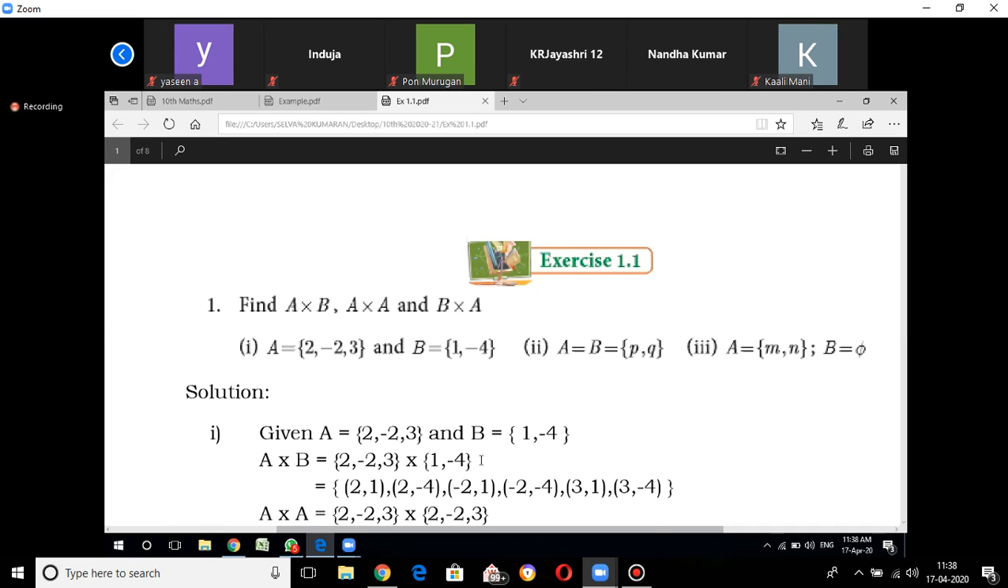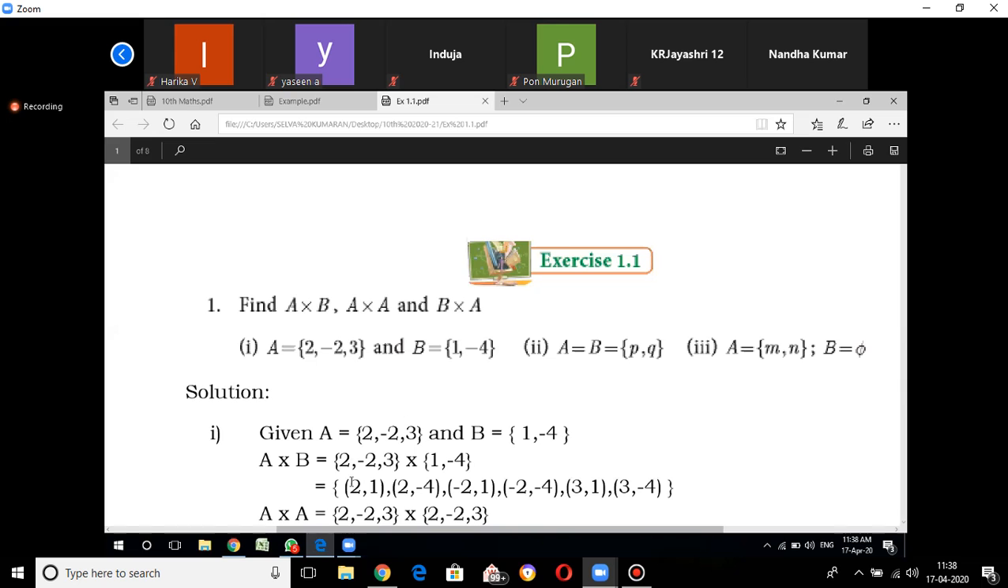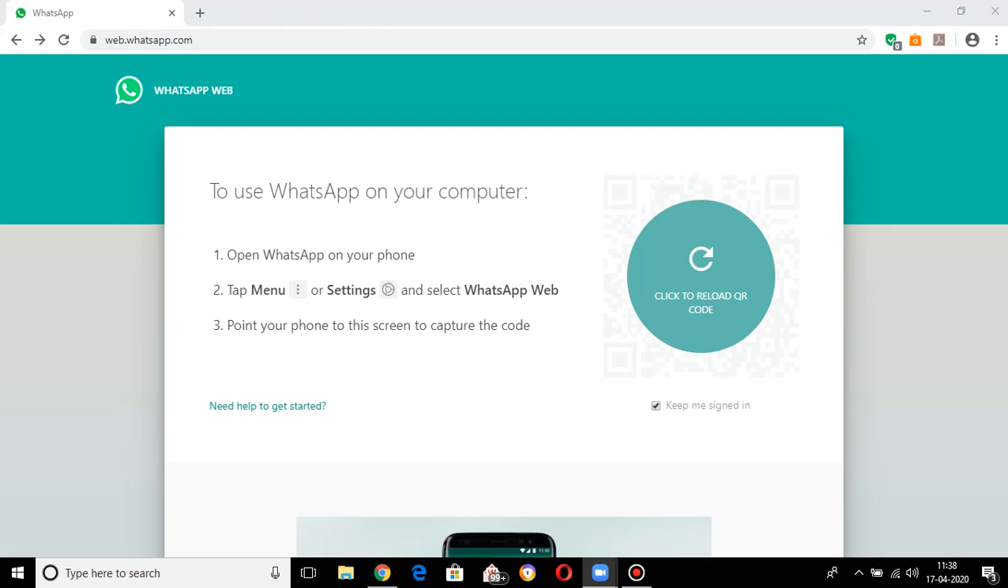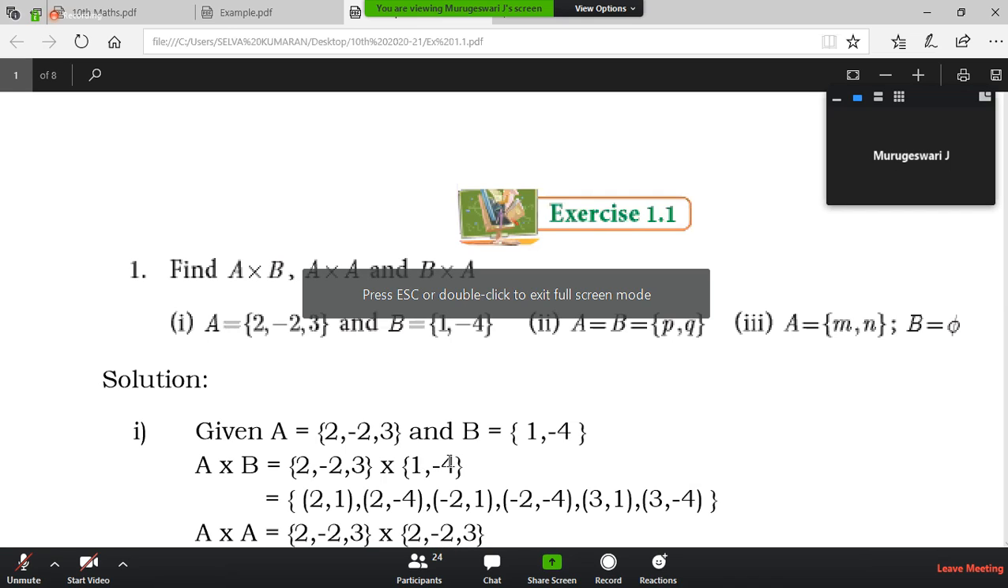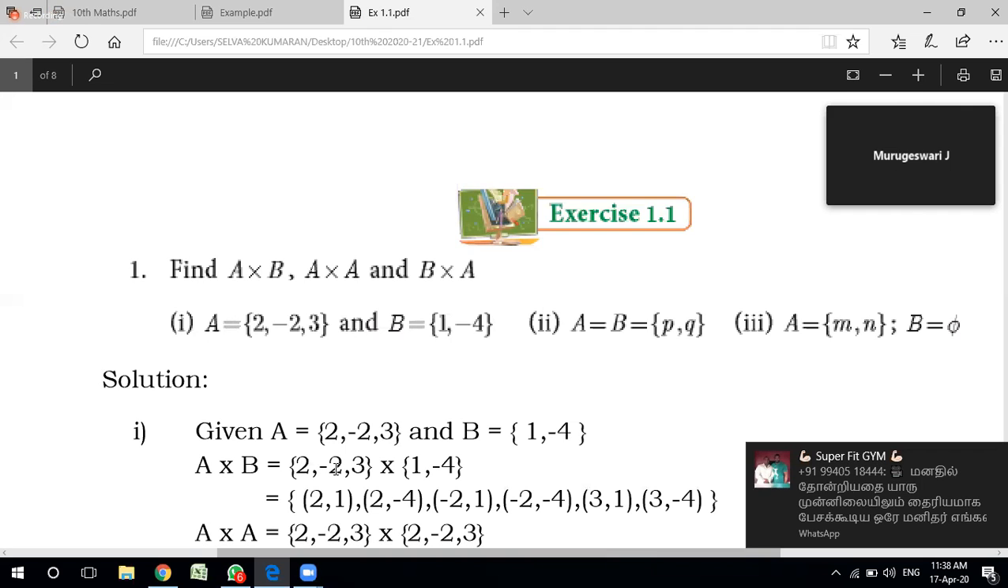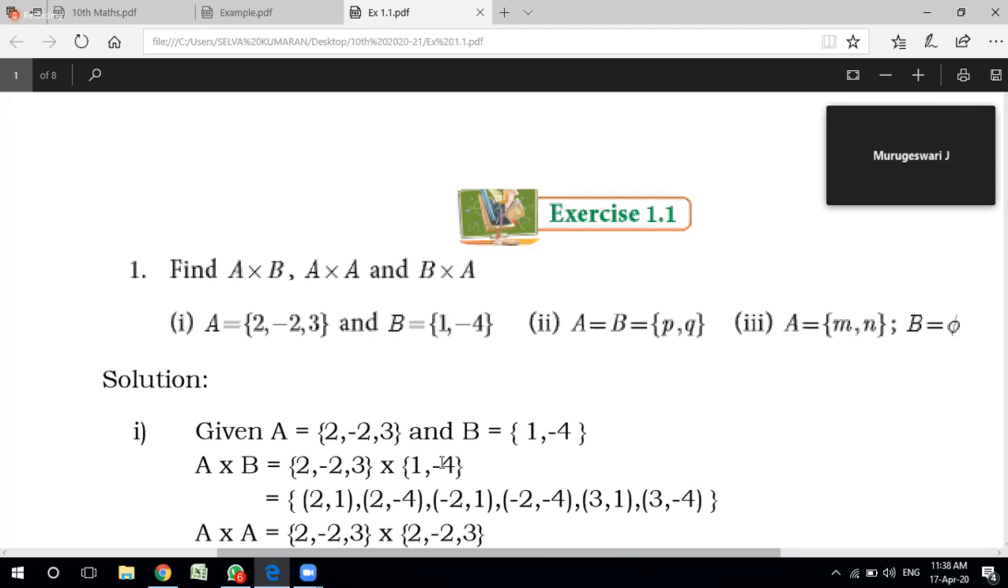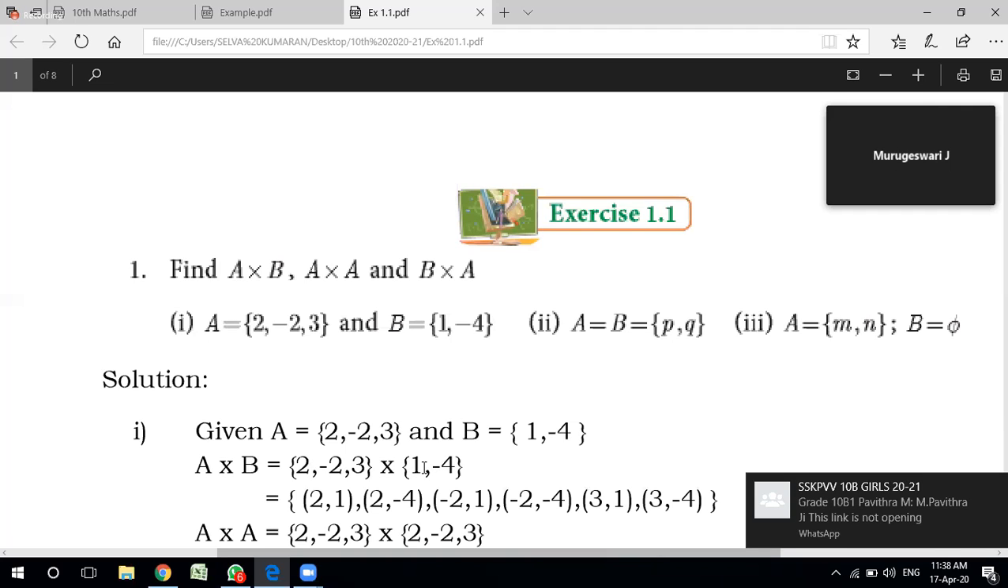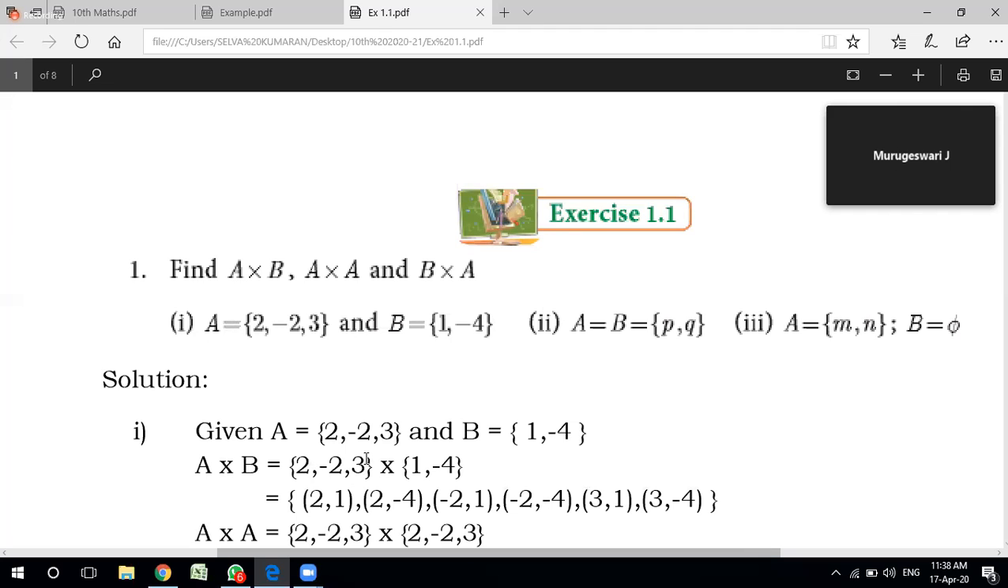What are the possible ordered pairs, ma'am? You use the first element of A connected with the 2 elements in B. So (2, 1), (2, minus 4). Next, the second element of A is connected with the 2 elements in B. So (minus 2, 1), (minus 2, minus 4). Same way, the third element in A is connected with these 2. So (3, 1), (3, minus 4). Have you got it? Now A cross A.